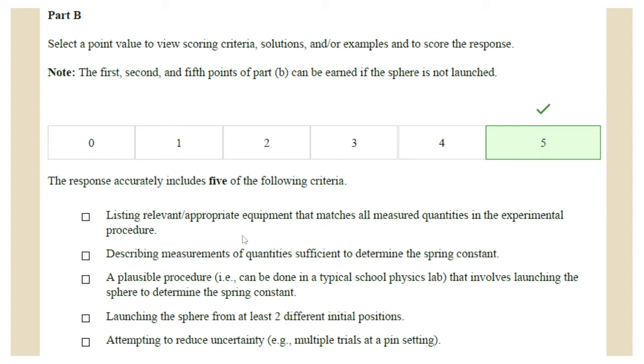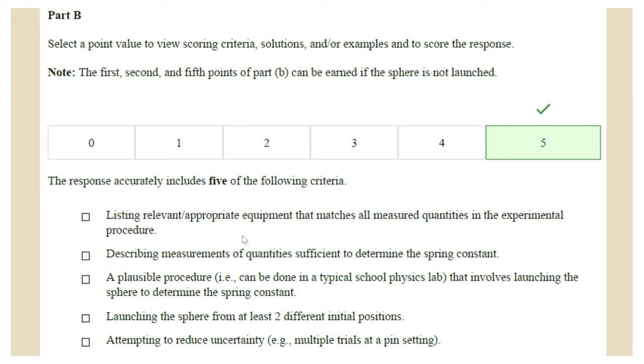They give you a point for launching the sphere from at least 2 different initial positions. Now, let's stop there for a second. Why are they talking about that? They're talking about that because you have to compare the spring constant at different spring compressions, or in other words, at 2 different pin settings, A, B, or C. And so you can't get enough data to determine the constancy of the spring constant at these different pin settings unless you do it at least 2 different initial positions. Since they gave you 3, I would say just do all 3. You don't actually have to do it. You just have to talk about it.